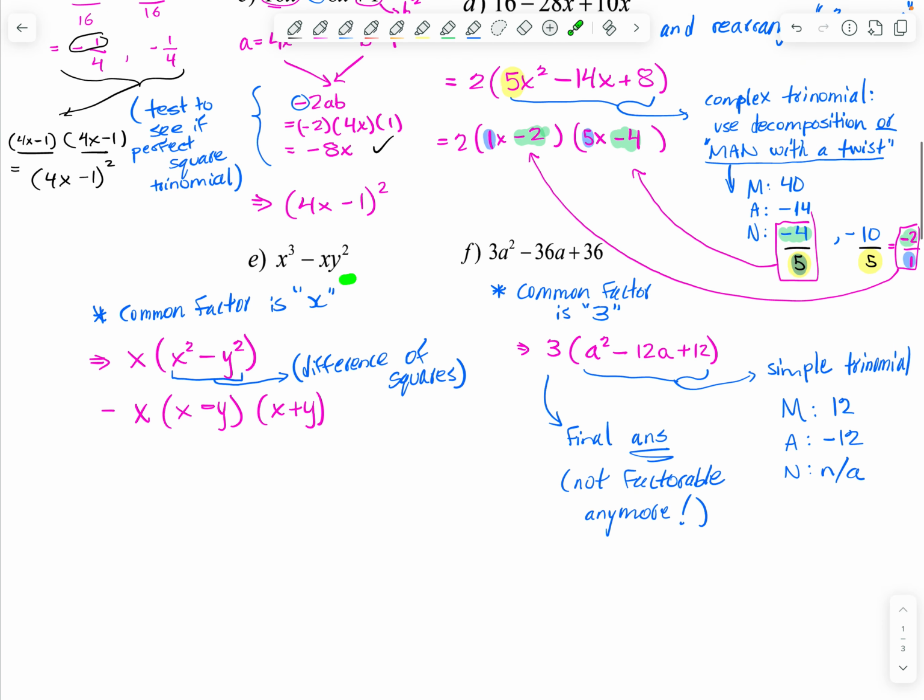This kind of thing right here, the common factor is an x. So I factored out an x and I get this. This is a difference of squares, x minus y, x plus y. Nice and easy. Here, the common factor is a 3, and this is a simple trinomial.